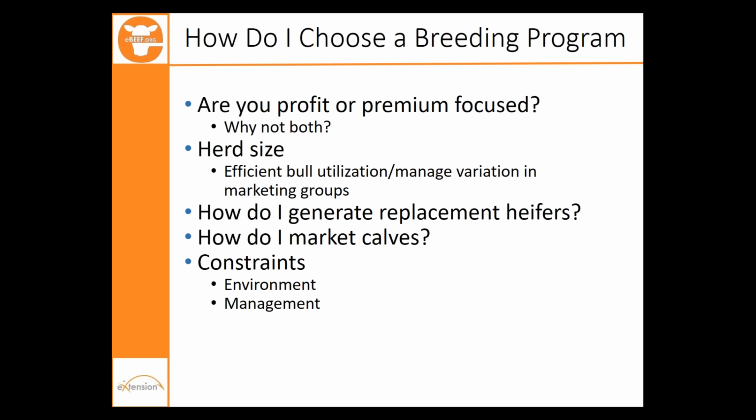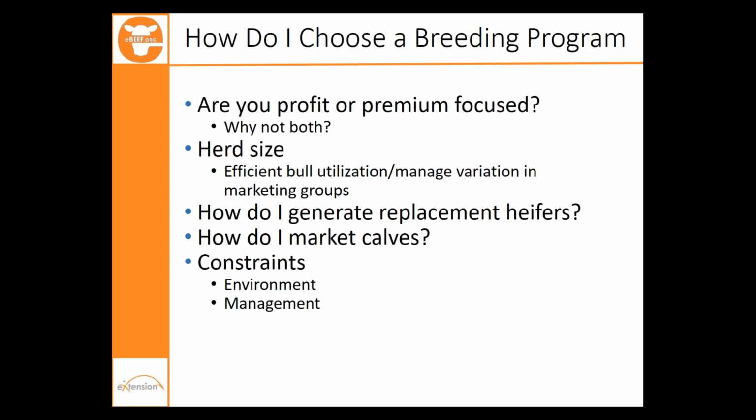And within that same discussion is some thought about using bull resources efficiently. Bulls can breed a certain number of cows, and if we're going to purchase a bull, we want to make sure that we're utilizing him effectively, and also thinking about the amount of variation that we're creating in those marketing groups, similar to the uniformity discussion that Bob just talked about. If we're generating replacement heifers, we also need to think about that, because we're going to have different needs in terms of the types of traits that are important when we're generating replacement heifers versus a strictly terminal system where we're not keeping or generating any replacement females out of that system.